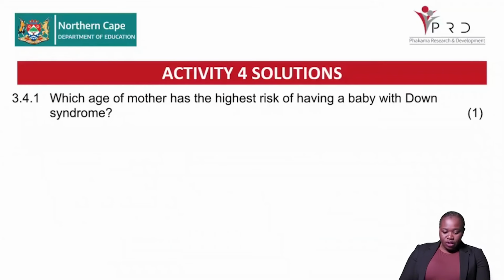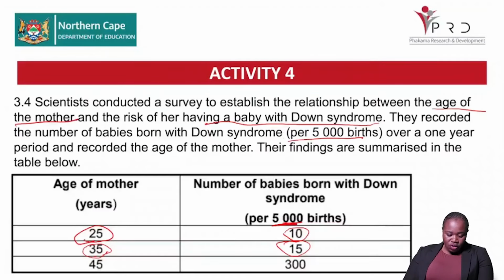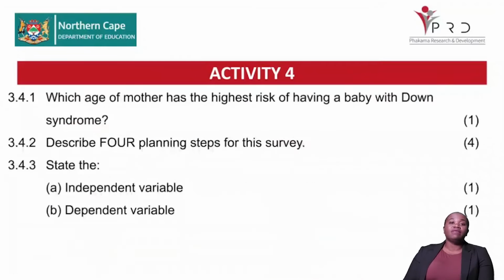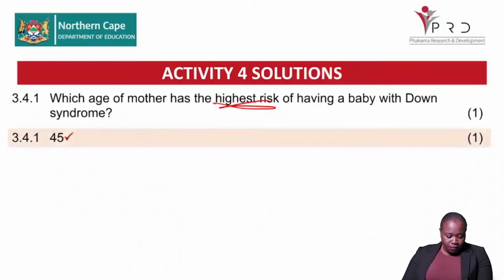Okay, let's have a look at 3.4.1. Which age of mother has the highest risk of having a baby with Down syndrome? As we can see here, we have the ages 25, 35, and 45. And the age 45 is the one with the highest risk.